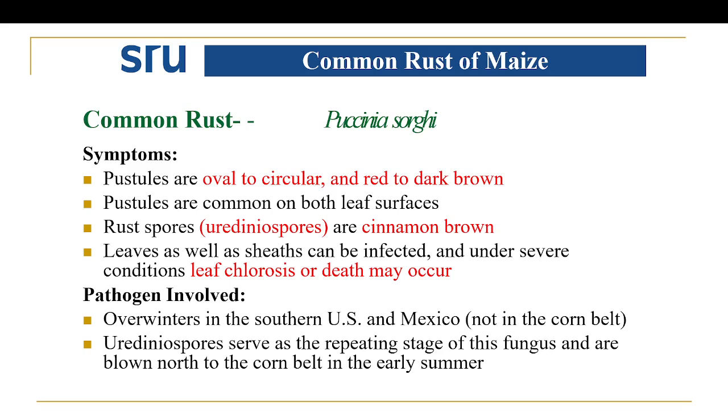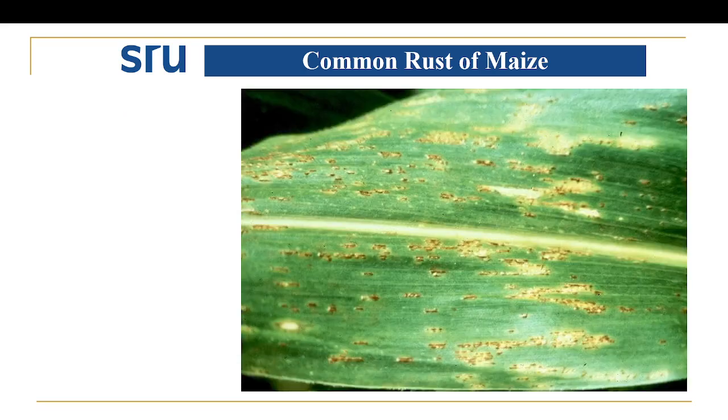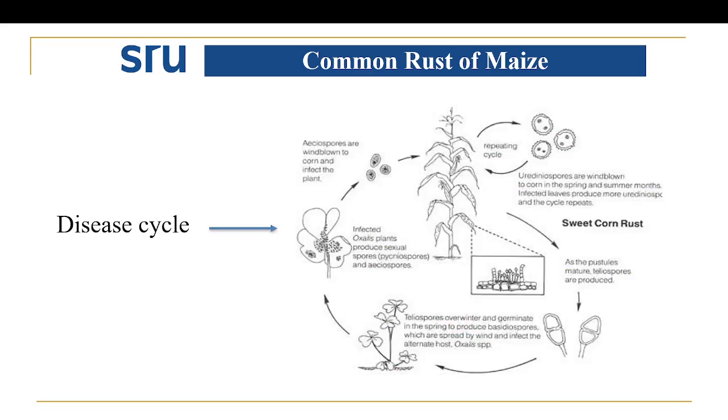So among these, the uredospore, which will cause repeating infection in the life cycle of the crop, we can say this uredospore is a repeating spore. So these are the pictures representing formation of rust pustules mainly on the leaf sheath. So this is the disease cycle.